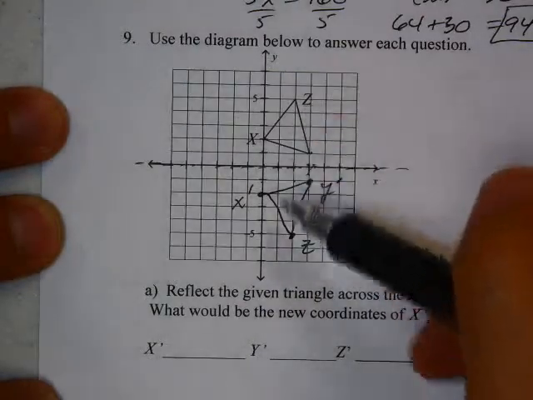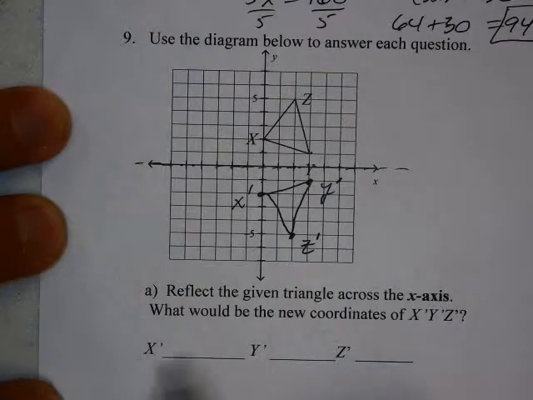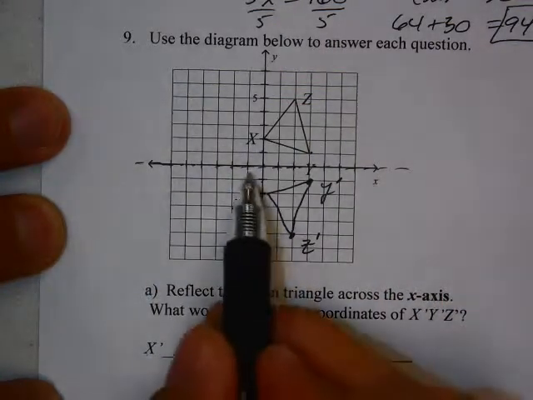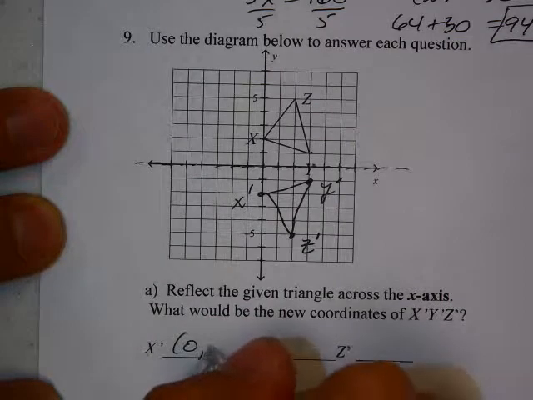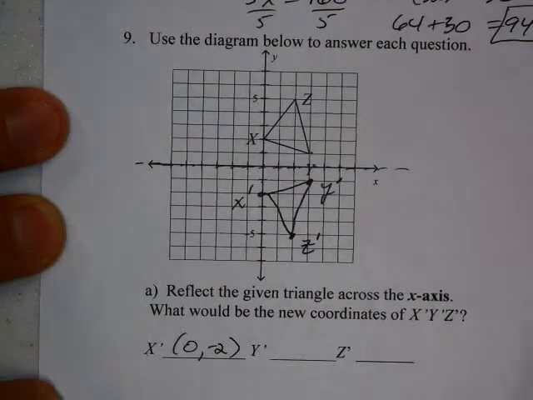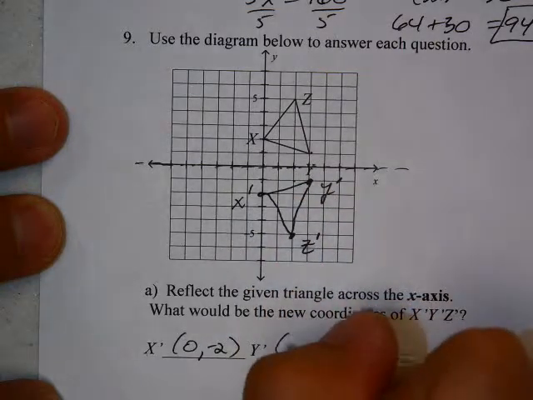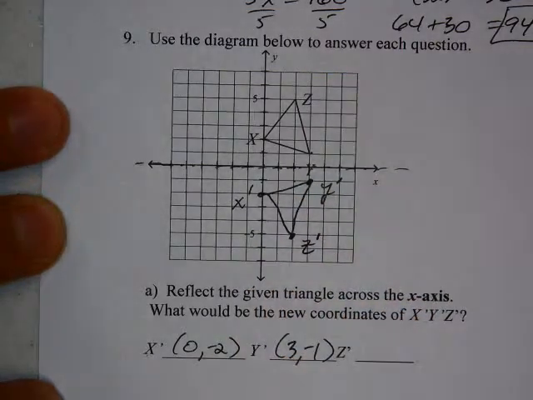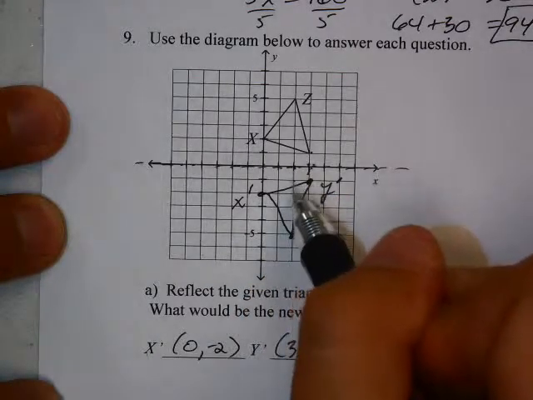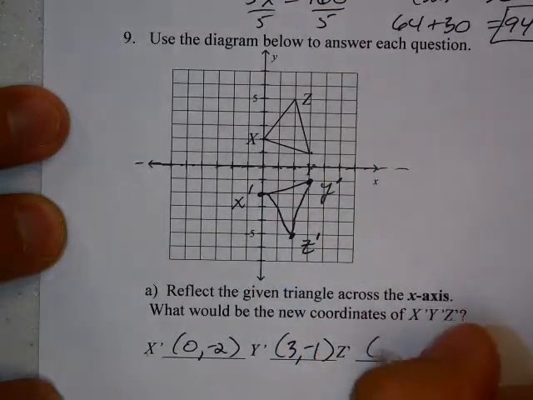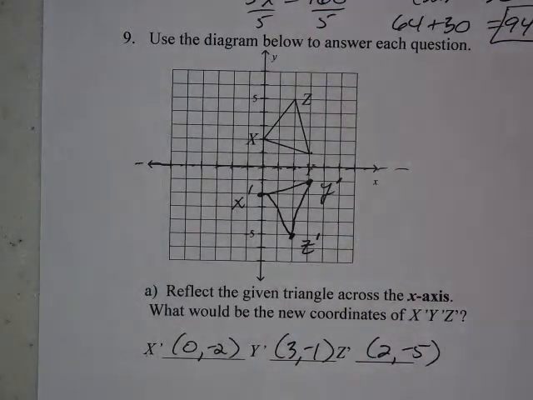And look, it is backwards. It's got the mirror image below across the x-axis. Now I need my coordinates. For X prime, I'm at -2 down, so I'm at 0 and -2 on the y-axis. Y prime is right 1, 2, 3 and down 1, so 3 and -1. Z is right 2 and 1, 2, 3, 4, 5 down, so 2 and -5. So there's part A.